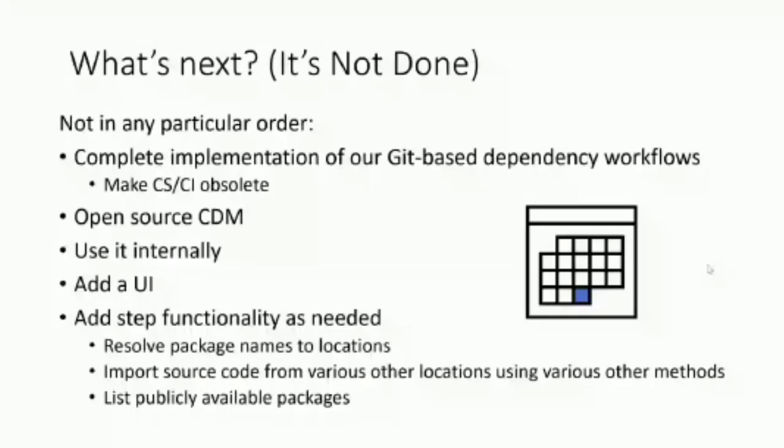I think the first thing I'm going to do is focus on implementing our Compose Systems Git-based dependency workflow steps and getting that working and tested. Around that time, that'll be when I'll open source the package. We'll start using it internally. We'll put it on our CI server, add a user interface, and add step functionality going forward to make it more flexible and useful to the community.